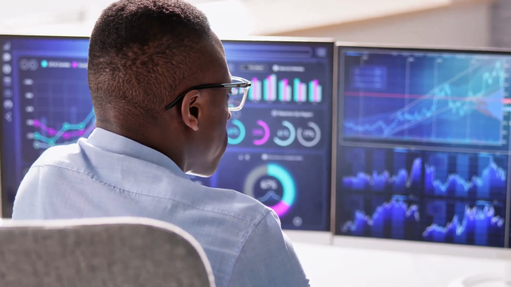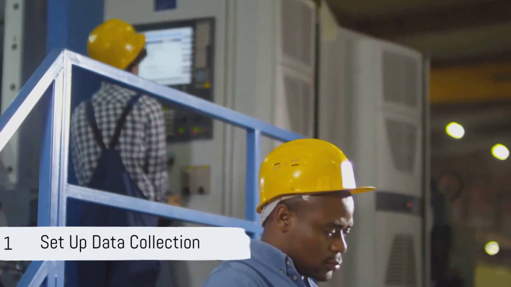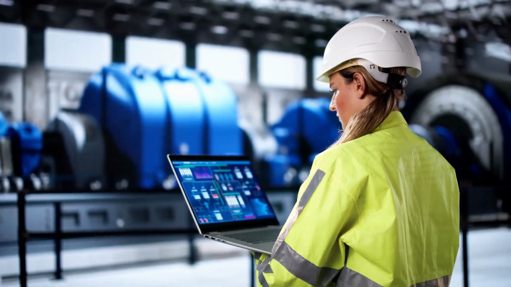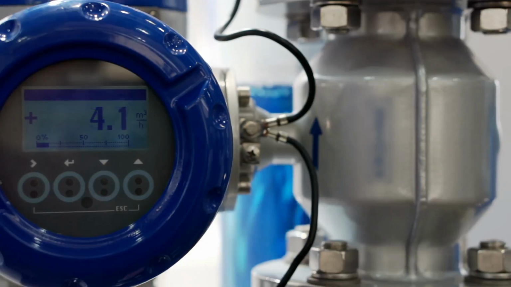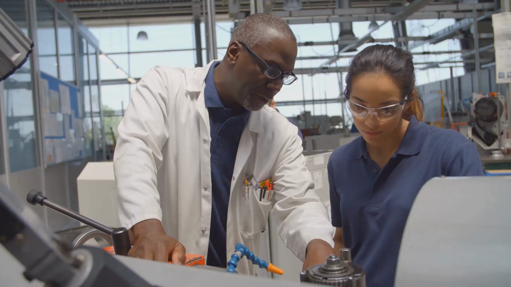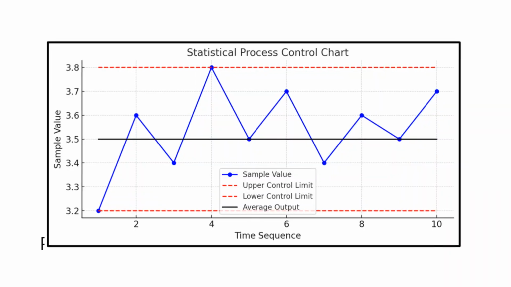Once your metrics and charts are defined, it's time to collect data. Here's how to proceed. 1. Set up data collection. Collect data in real time whenever possible. For example, use automated systems in manufacturing to log defect rates or dimensions. Ensure consistency by training employees on proper data collection methods.